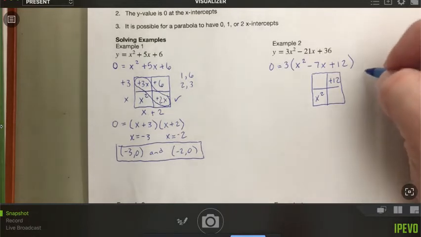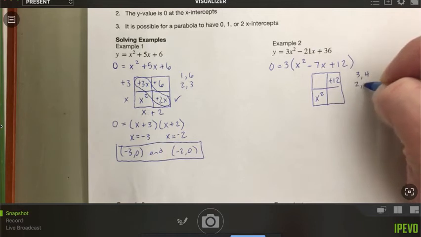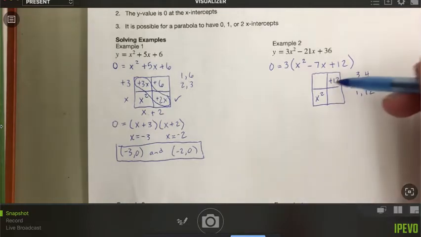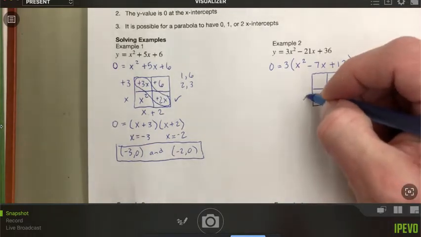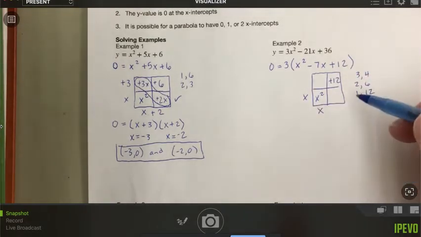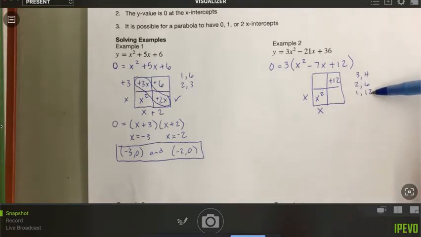All right, factors of positive 12 are 3 and 4, 2 and 6, 1 and 12. So as long as both factors are positive or both factors are negative, that'll get me a positive 12. All right, I know x times x is x squared. Now I'm thinking, which of these may combine to get me a negative 7? Probably not this, but I think 3 and 4, if they're both negative, will get me a negative 7.